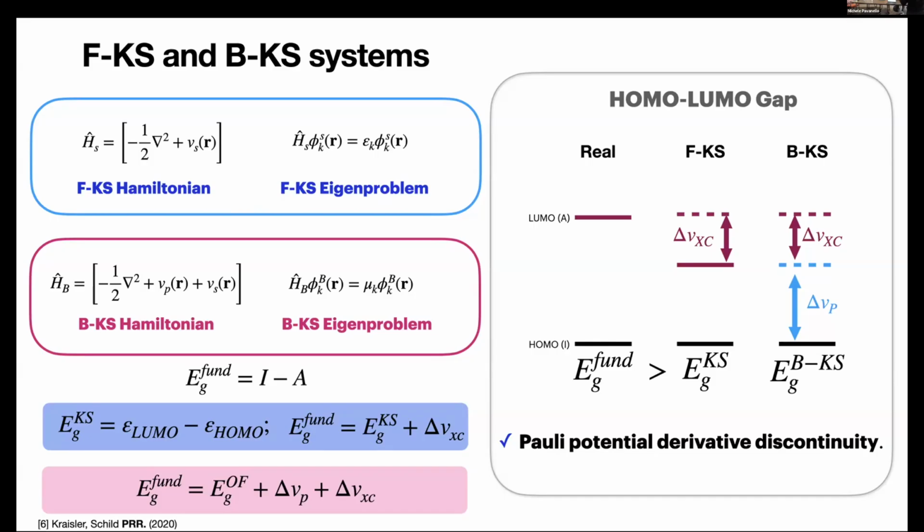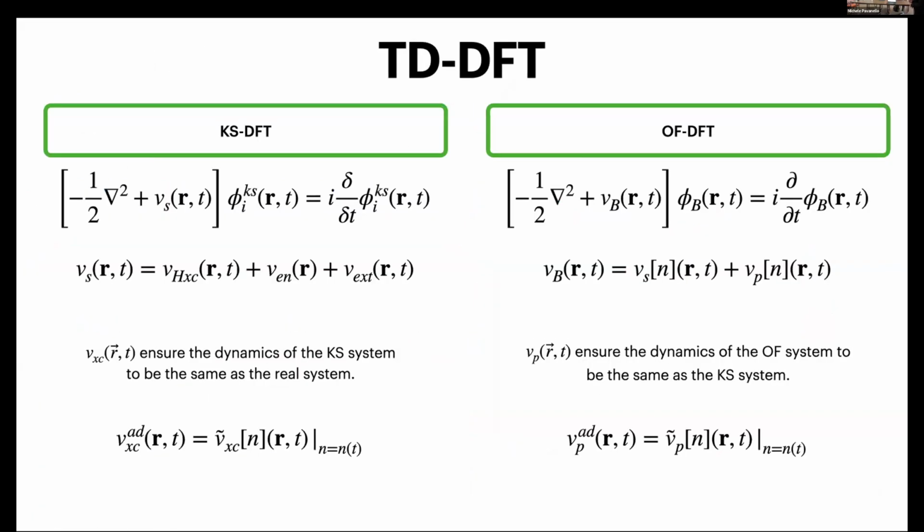So now we can explore other theories in the time regime, such as TDDFT. So we know in TDDFT we have the time-dependent Kohn-Sham equation where Vs depends on time, as well as the Kohn-Sham wave function. The effective potential contains the Hartree exchange correlation depending on time and the externally applied potential. The exchange correlation potential that depends on time ensures that the dynamics of the Kohn-Sham system is the same as the dynamics of the real system. We can approximate this potential using the adiabatic approximation, in which we take the ground state exchange correlation potential and evaluate it at the density at a certain time.